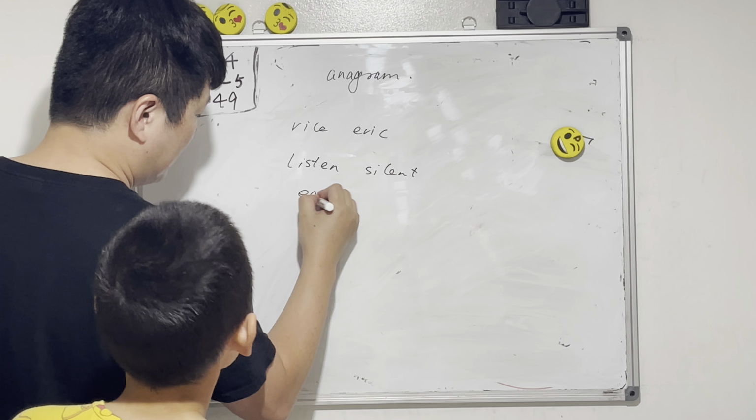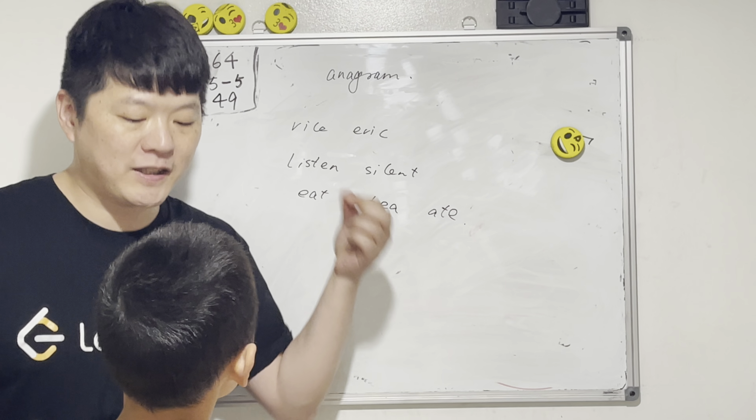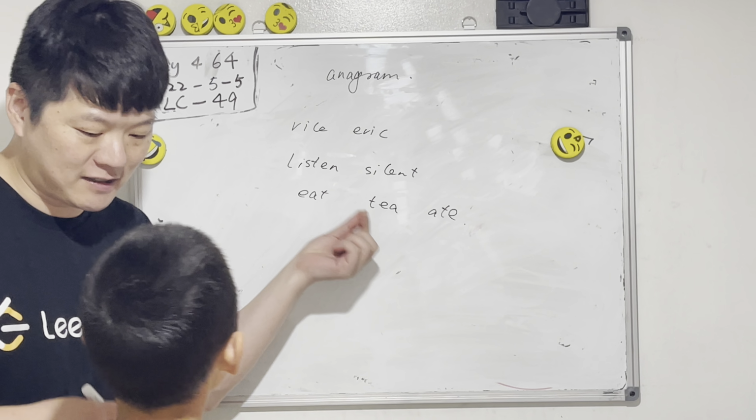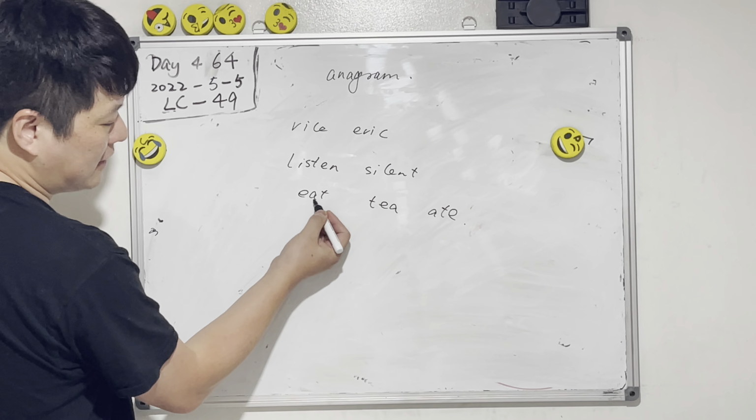Basically, these words are anagrams because they use the same number of characters, and each character appears the same number of times. For example, E-A-T: E once, A once, T once. And listen and silent as well, just in a different order. If we sort those anagrams, what happens?